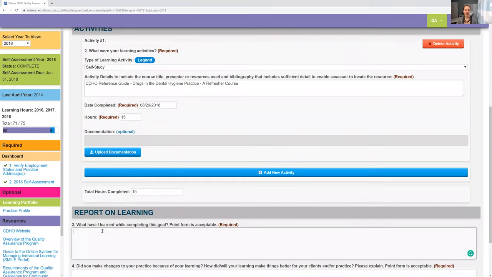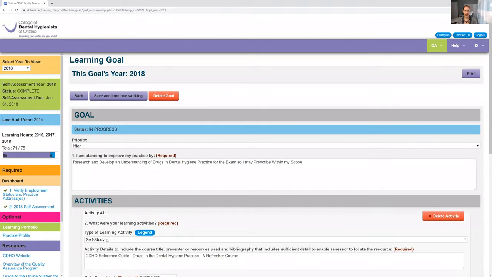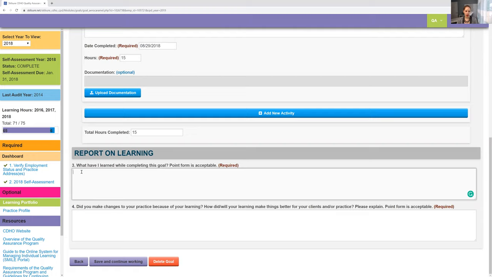So I'm just going to say what I see a lot. Let's say you did take the drug exam and then you have to go down to your report on learning. What I'm seeing a lot is people are saying, I learned about how to prescribe. And then their next point form might be, yes, I learned how to prescribe in my scope of practice. Yes, I learned I cannot prescribe, I don't know, let's just pick something, antibiotics. This is how it's not supposed to be done, by the way, but I'll explain more about that in a second.